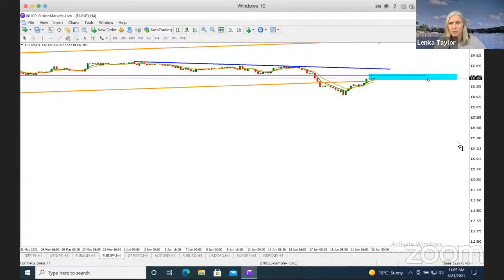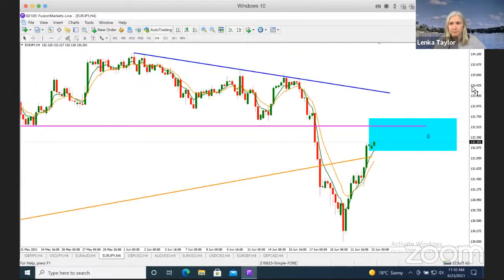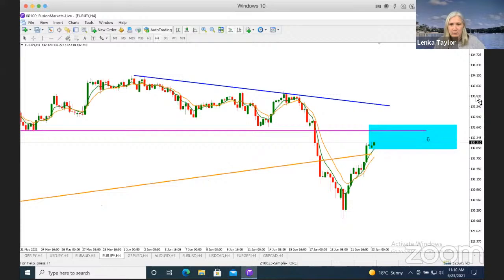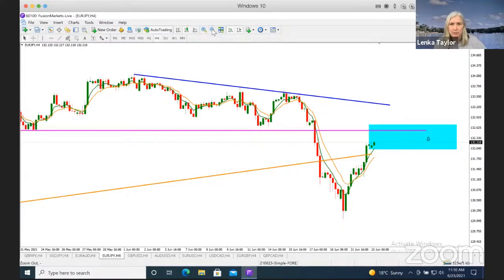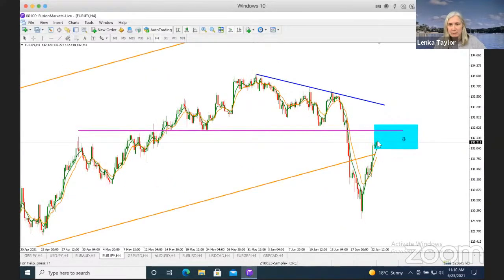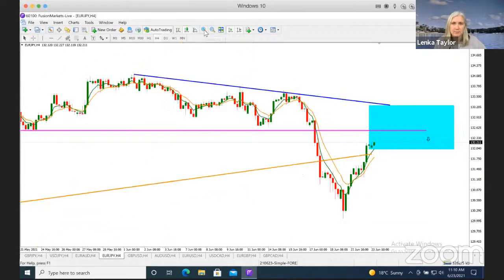In terms of the 4-hour setup, I'm looking for a short anywhere in this area or around that horizontal level, or even as far as the daily trend line there. So looking for a short in that area.